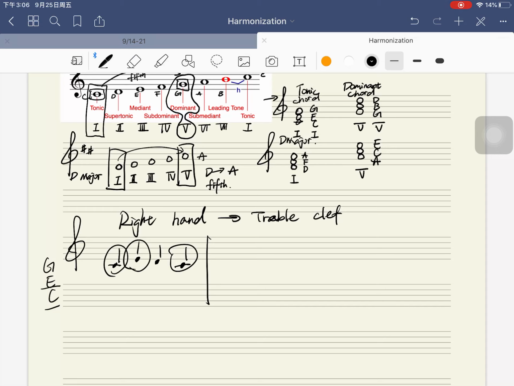So in the left hand, you should put one chord over here. One chord is a Do. You can play this Do.